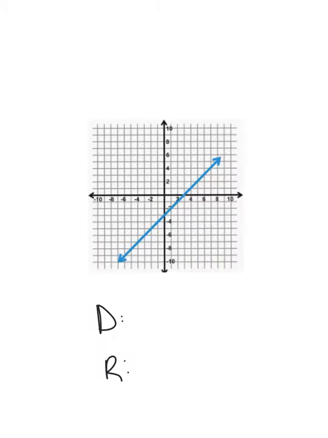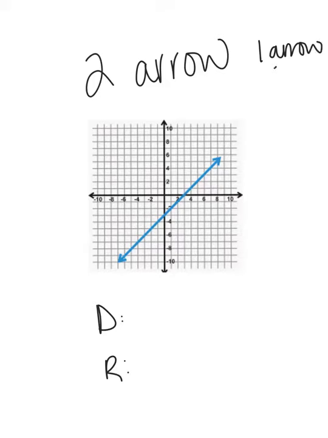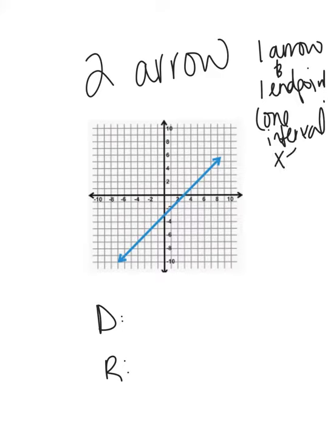Okay, and then one last graph, we see that there are 2 arrows. So in the last 2 slides, we saw 1 arrow. When there was 1 arrow and 1 endpoint, there was 1 interval. Meaning it had to be like x is less than this, or y is greater than or equal to this. So there was only one side of the interval. When we have 2 arrows, the domain and range are going to be, well, let's take a look at it.